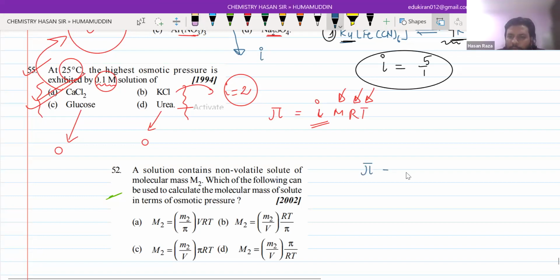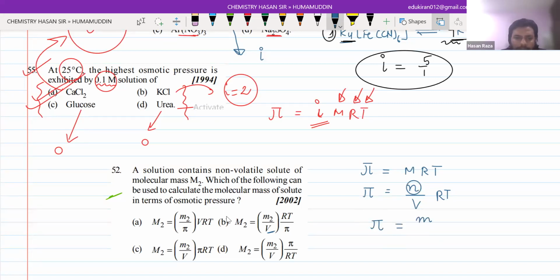Pi is equal to MRT, right? M is the number of moles of solute upon volume of solution in milliliter. Why did I convert it into this? As you can see, there is volume, and also in the options, there is no number of moles. So now I'm going to do this. Given mass, let's say given mass is M2, and molar mass, let's say M or M2 you can take. Volume will be as it is, RT.